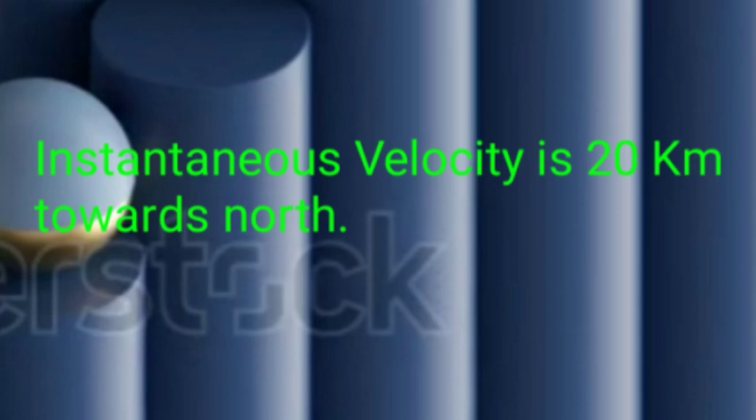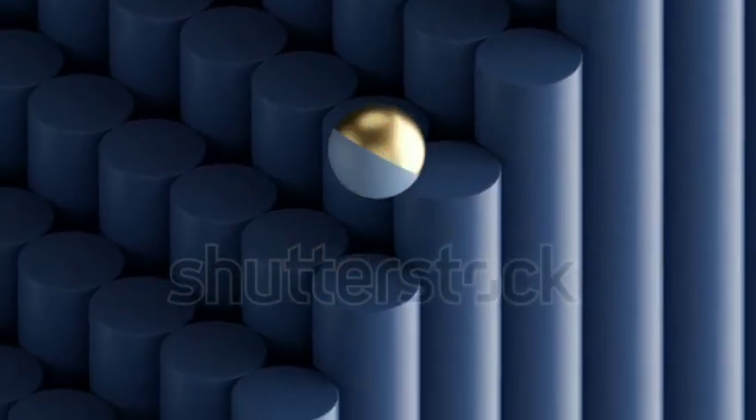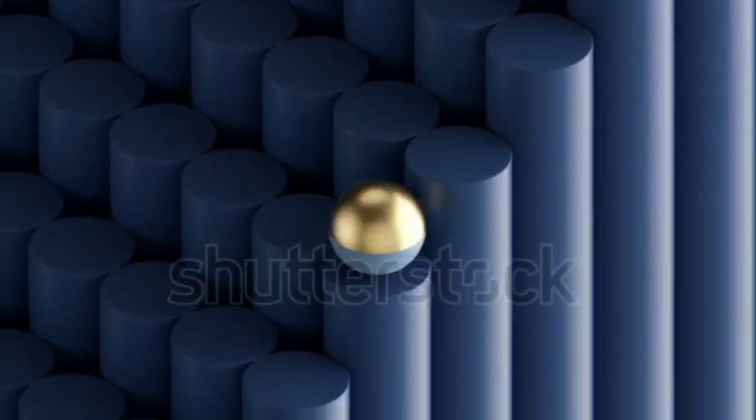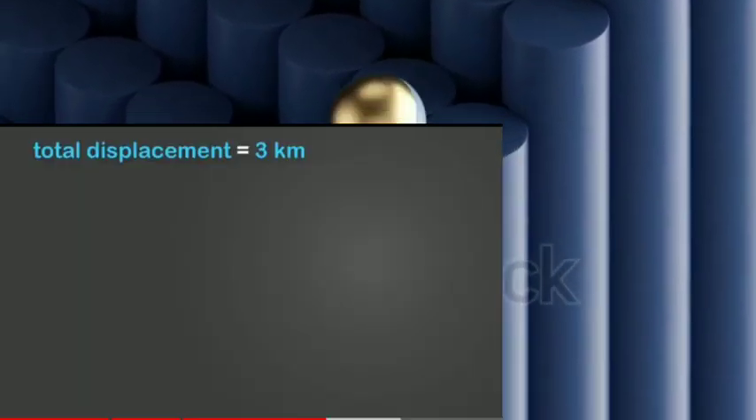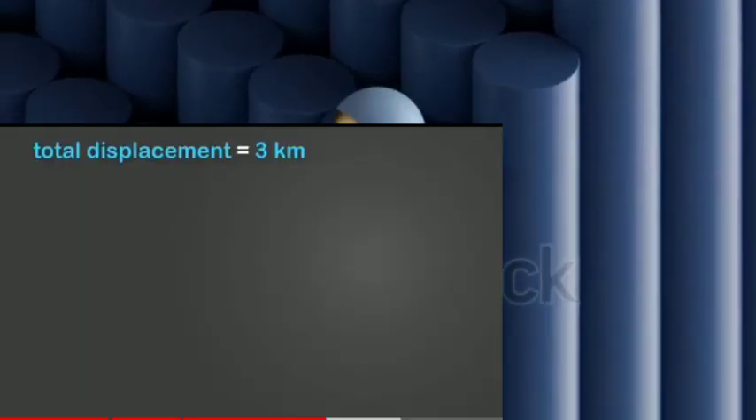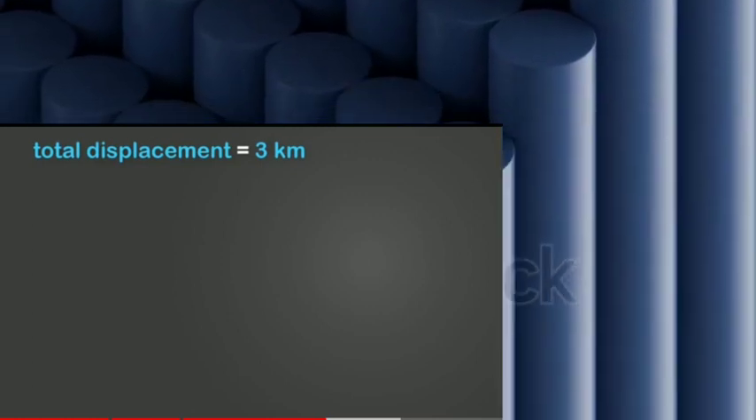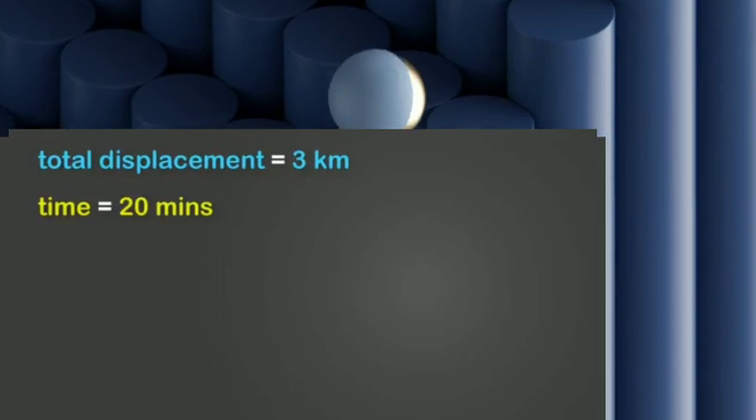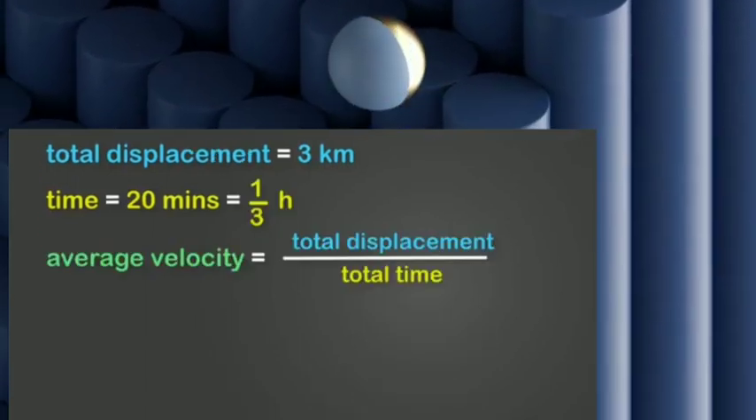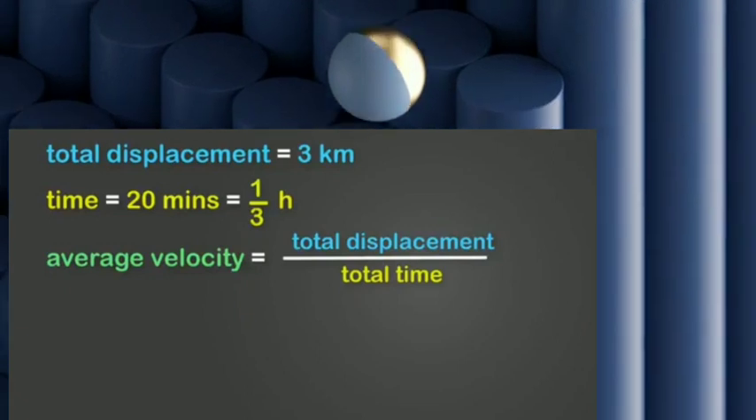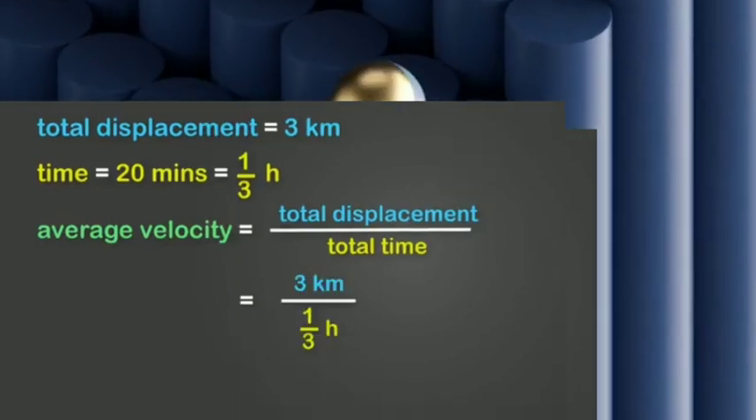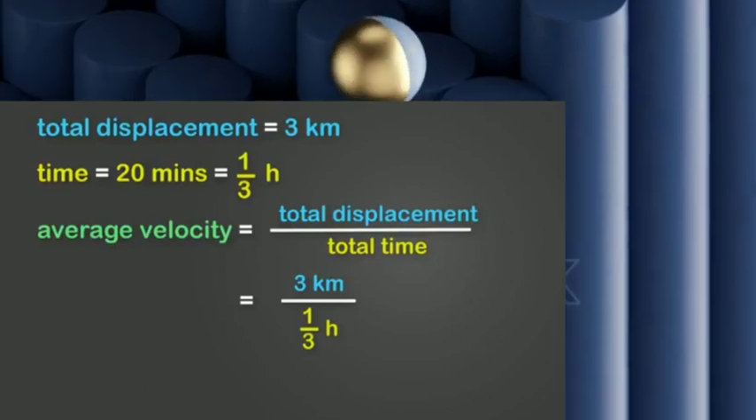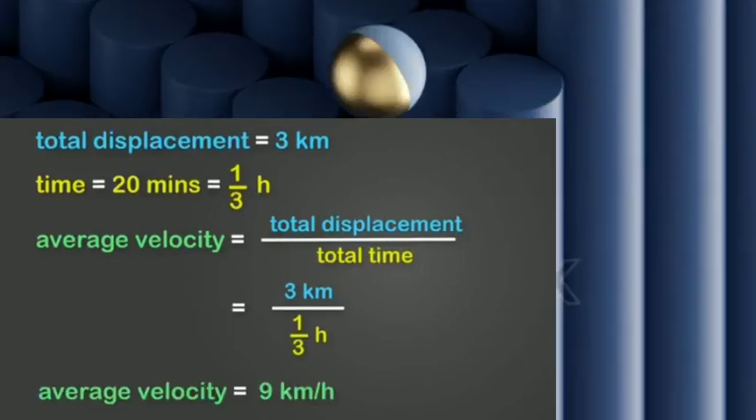How do you calculate the average velocity of the car? Average speed is the total distance divided by the total time. Similarly, average velocity is total displacement divided by the total time. In our example, if total displacement is 3 km and the time is 20 minutes, which is 1/3 of an hour, the velocity will be 3 km divided by 1/3 of an hour, which is equal to 9 km per hour.